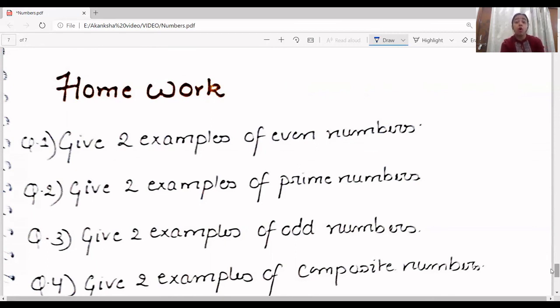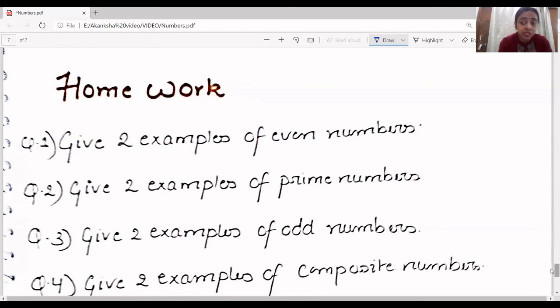2 examples of odd numbers. Anything that is not divisible by 2 is an odd number. So examples of odd numbers would be 3 and 9, right? 3 and 9 are not multiples of 2. So therefore you can say 3 and 9 are odd numbers.